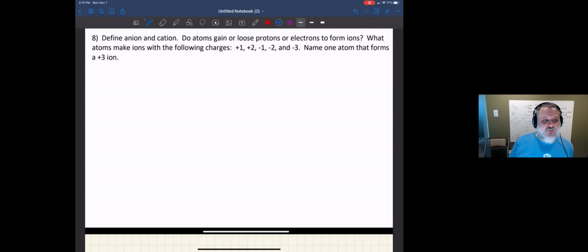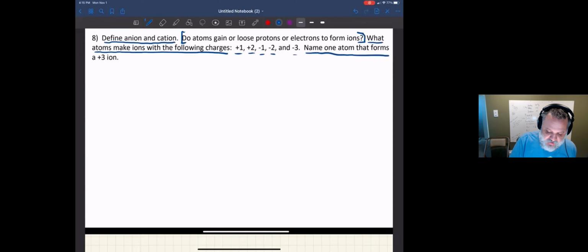All right, a lot of work to do on this question. It's asking us to do some definitions, define anion and cation. Then it's asking us a conceptual question. Do we gain or lose protons or electrons in order to form ions? Another question then, what atoms make ions with the following charges? +1, +2, -1, -2, and -3. And then the last thing is to name one atom that forms a +3 ion.